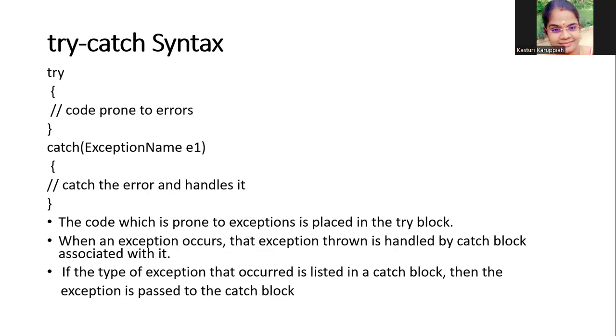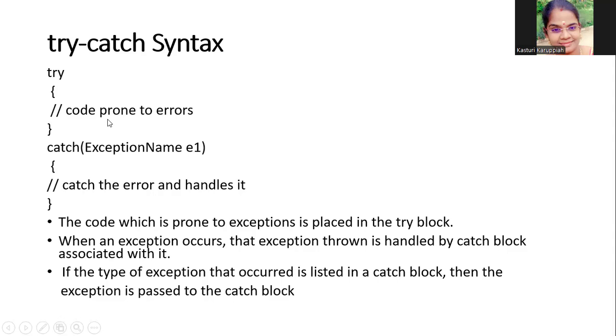See, here is the try catch syntax. This is a try block. It starts with the try keyword, open curly brace, close curly brace. This is the try block, and this is the catch keyword. Here, the catch contains a single parameter: one is the name of the exception, and the other is a variable of that type. And this is the open curly brace and close curly brace, the block of the catch.